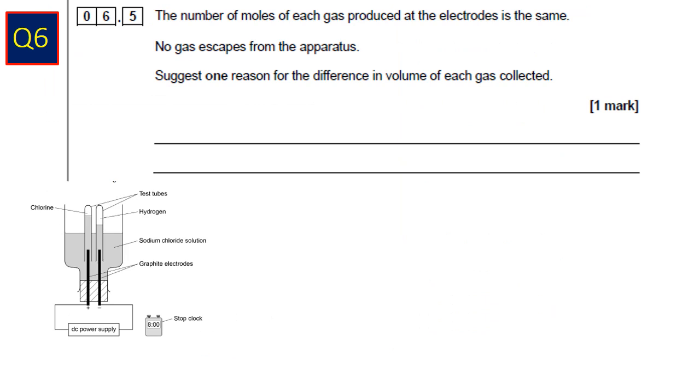So, is the number of moles of each gas produced the same? No, a gas escapes from the apparatus, so just one reason for the difference in volume, and they showed us there was a difference in volume in the diagram. So why would there be a difference? We know that gases occupy the same volume for the same number of moles at the same temperature and pressure, so that's not going to be the difference. What is the difference is that chlorine will dissolve or react in the water, and that will get you the credit.